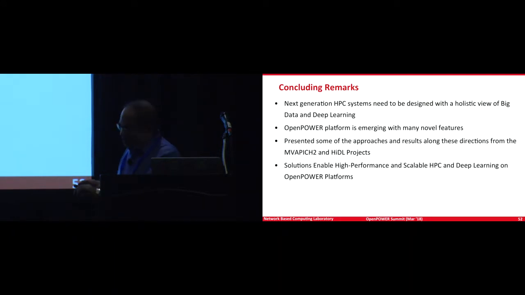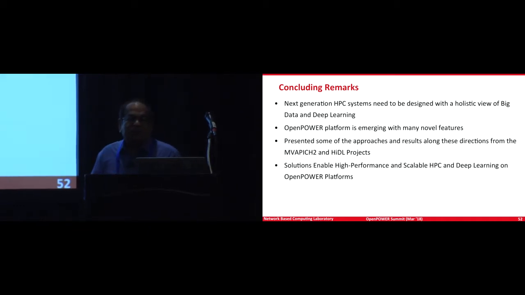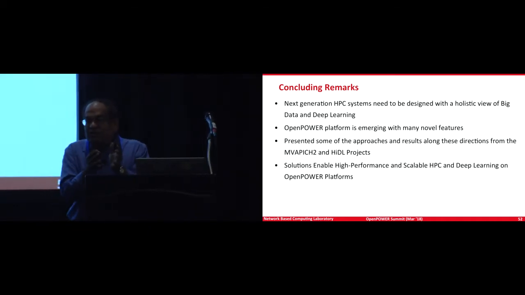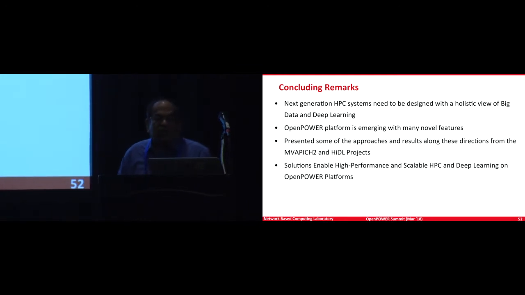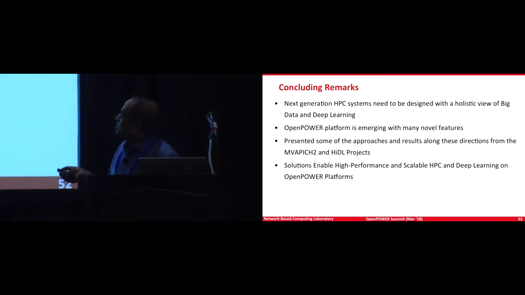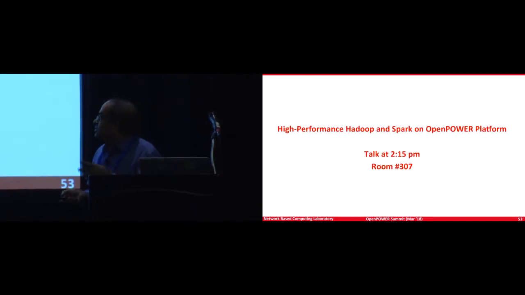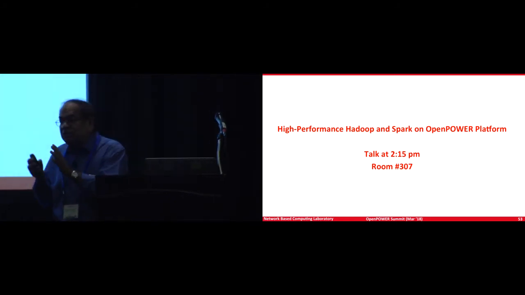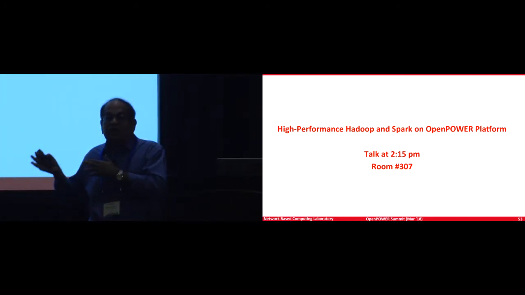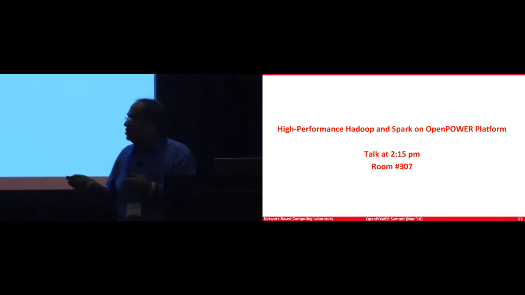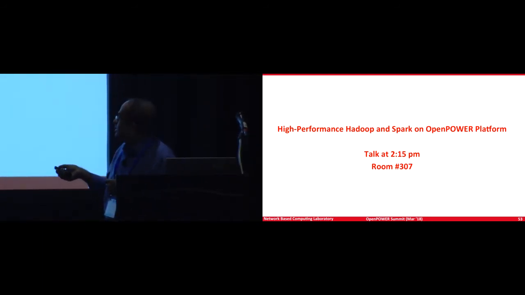So with this, let me conclude here. As we know, next generation HPC systems need to be designed with a holistic view of big data and also deep learning. You cannot just look at pure HPC. And the OpenPOWER platform is emerging with many novel features. I presented some of the approaches and results here from our MVAPICH2 and HiDL projects, and these solutions enable high performance and scalable HPC and deep learning. As I said earlier, from my group we have also done similar things for Hadoop and Spark, the big data software stacks. Myself and Dr. Jiawei Lu, who is sitting there, will talk at 2:15 in room 307.